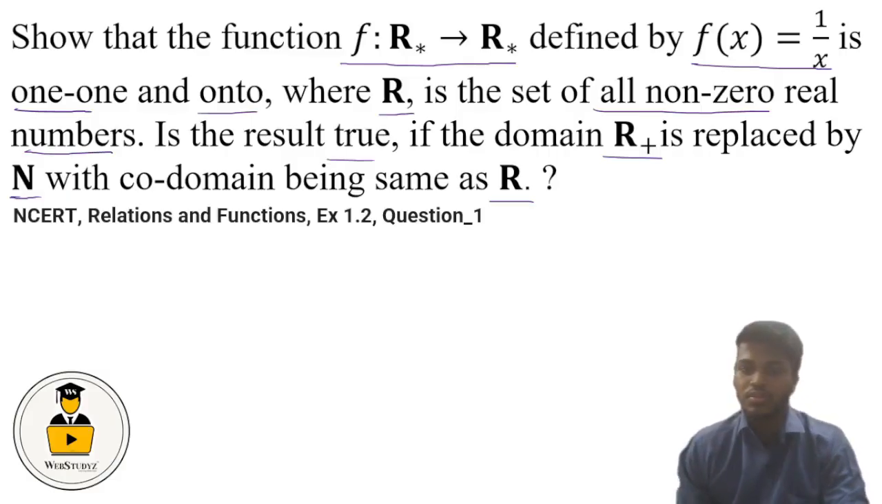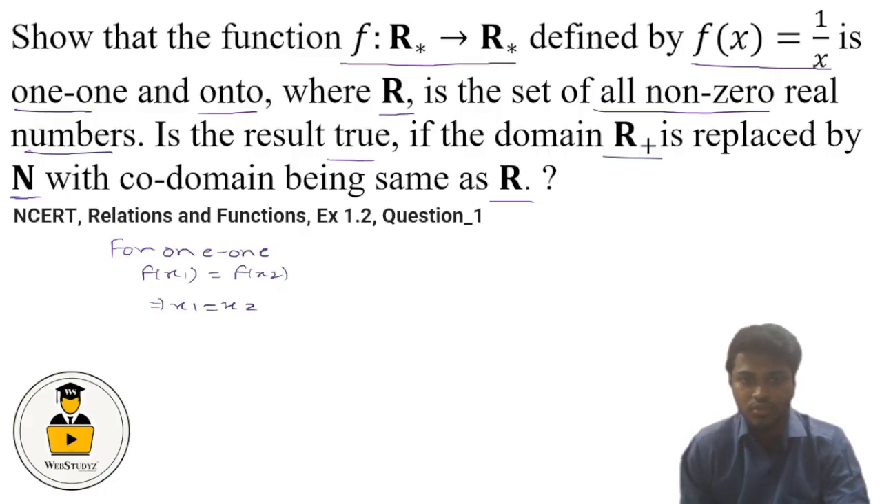So let us first understand what we mean by 1 to 1 and onto function. For a 1 to 1 function, we take any two elements from the domain and we assume that f of x1 equals f of x2. And from this, if we get x1 equals x2, if this condition is satisfied, then we can say that the function is 1 to 1.